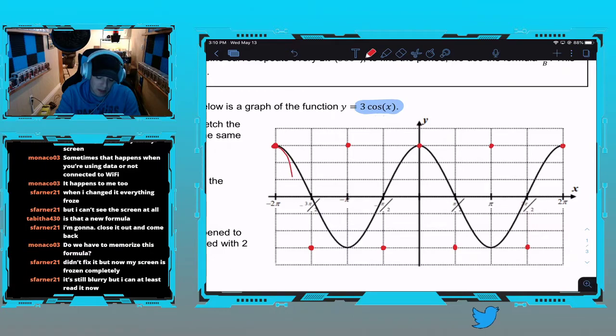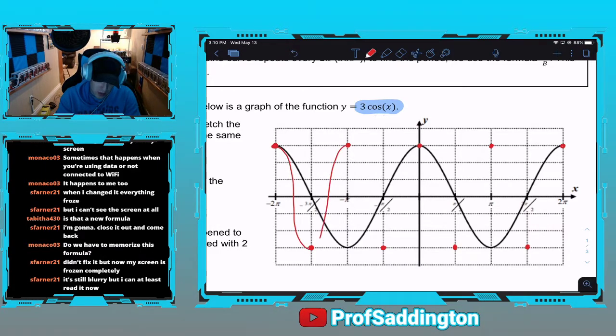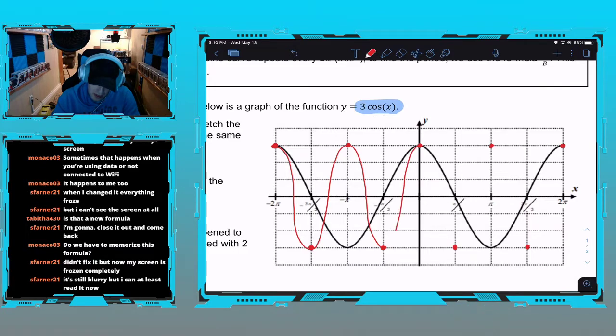So the graph is going to come all the way down. It's going to loop back up. And it's just going to continue this pattern forever and ever and ever.